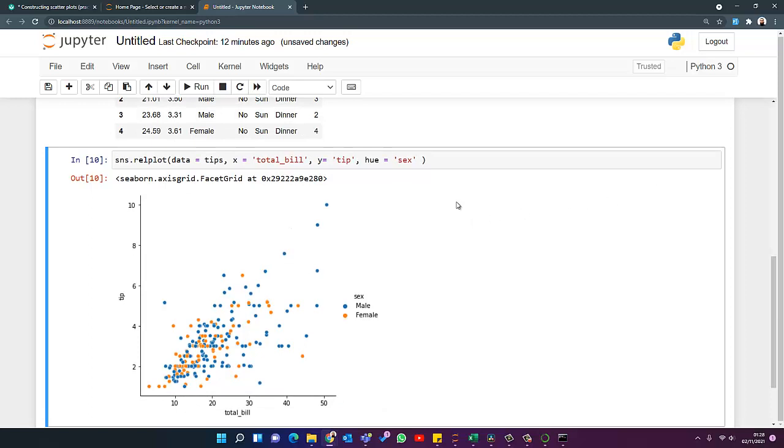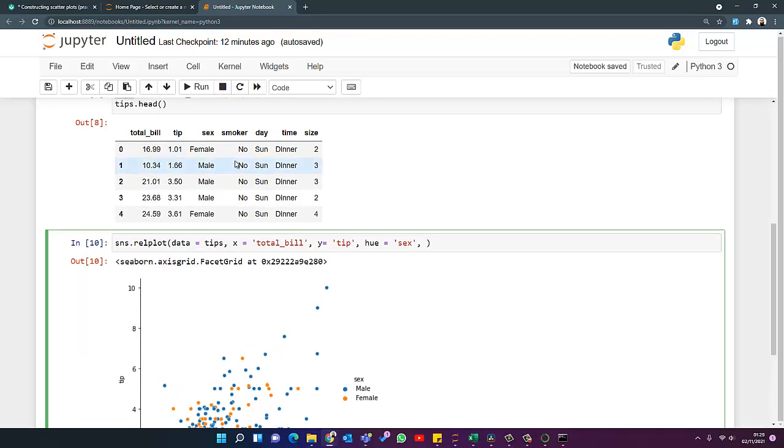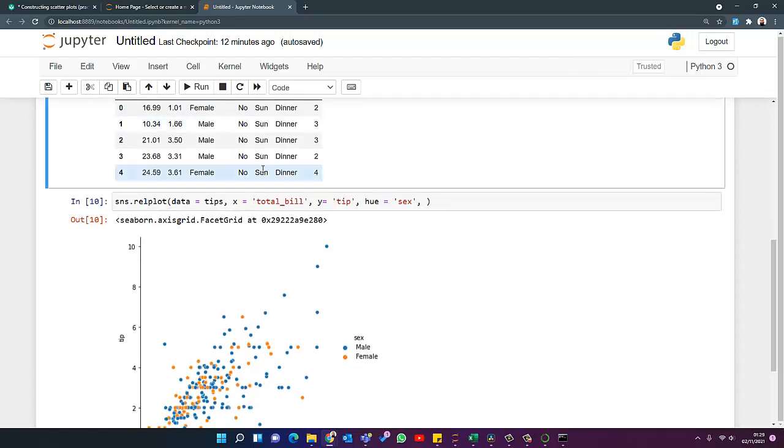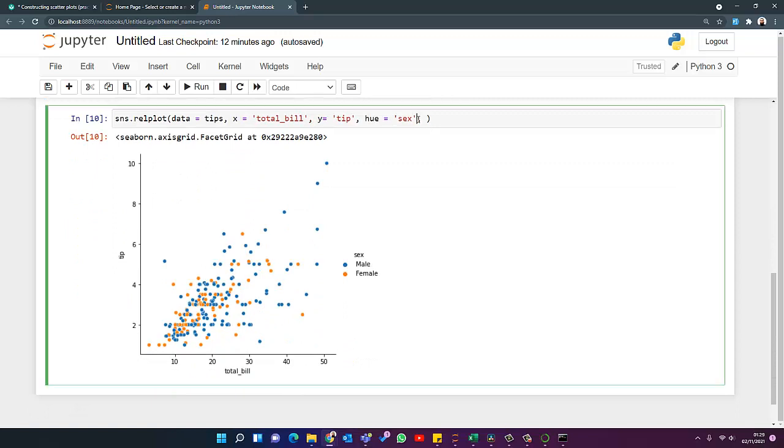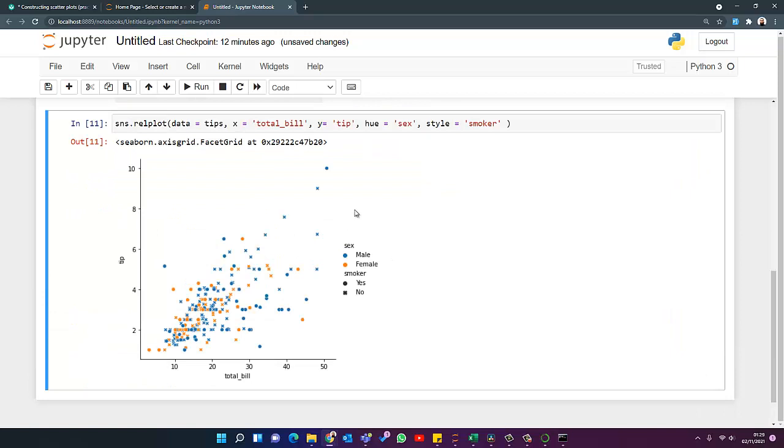We can also add a fourth dimension here by using style. So if we want to see how many non-smokers have given tips, or how much in tips they have provided, I can put style. To add a third or fourth dimension, we can use style on our dataset. So that would be smoker. So look here, it's very nice.